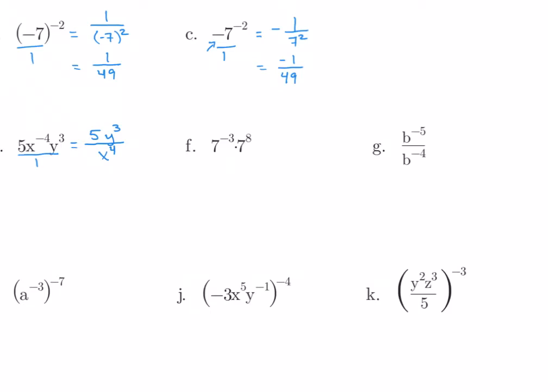Now, the rules that I mentioned on the previous slide, our product rule and our quotient rule, all of those still apply. So for instance, if we look at 7 to the negative 3 times 7 to the 8th, I still want to add my exponents. And now it just becomes, do you know how to add signed numbers? If we add negative 3 and 8, we end up with 5. So this is equal to 7 to the 5th.